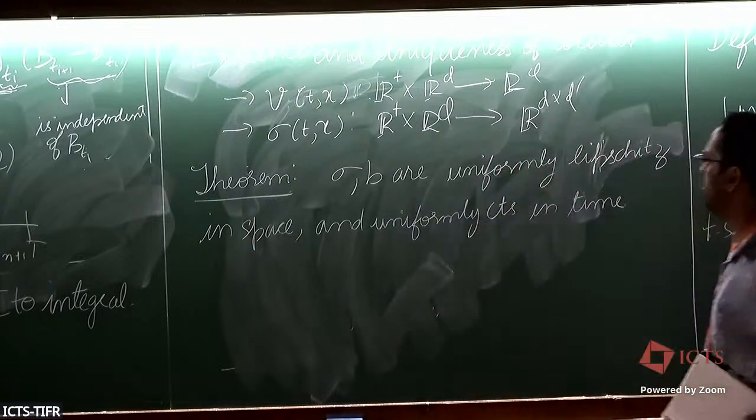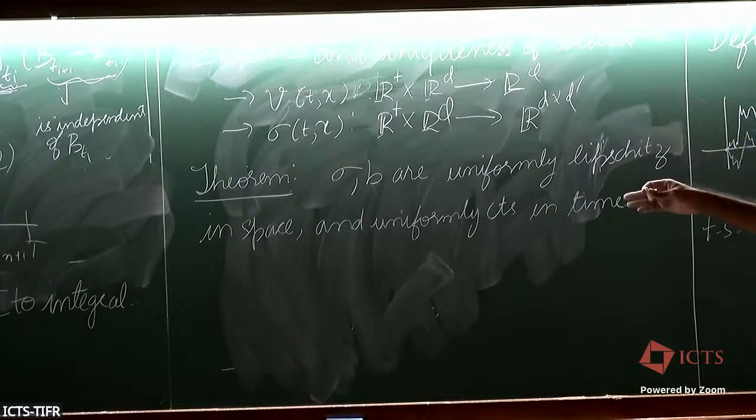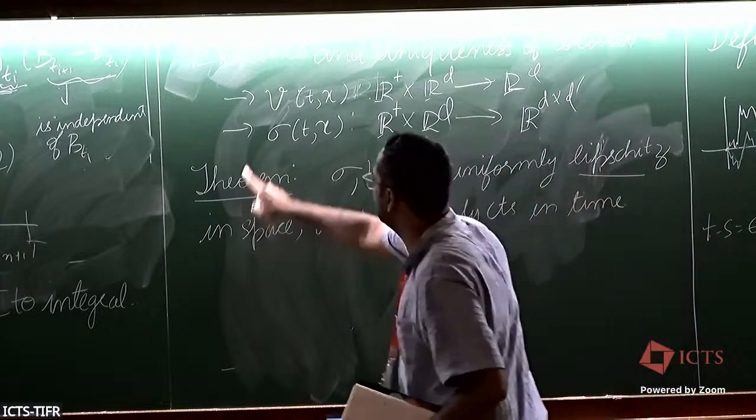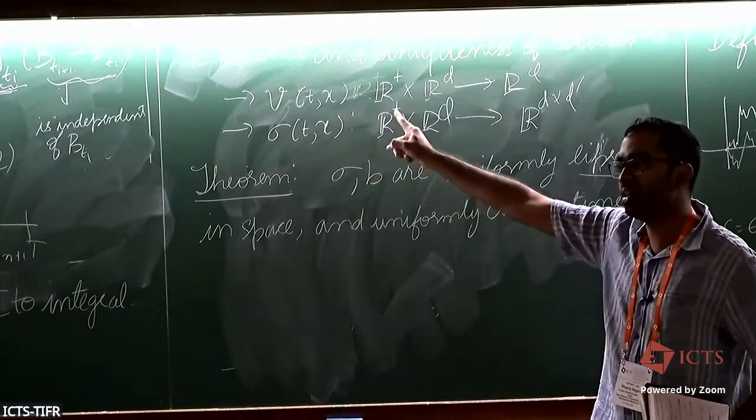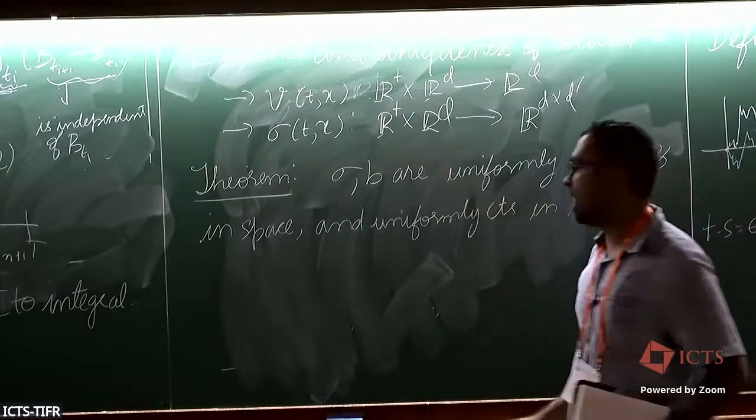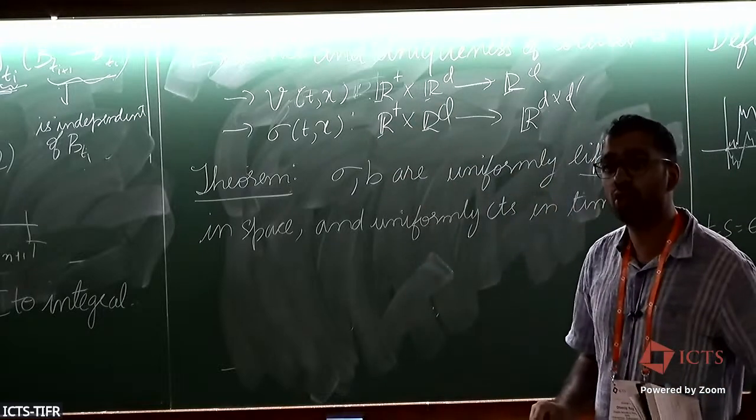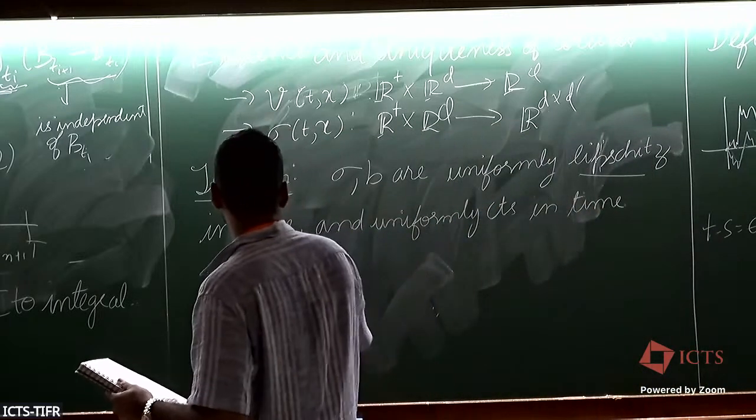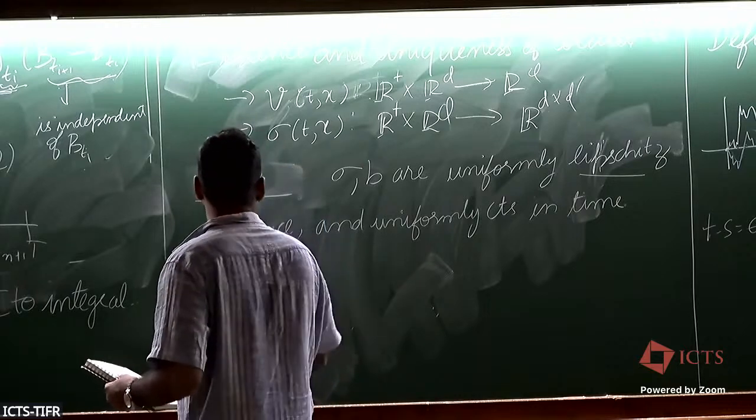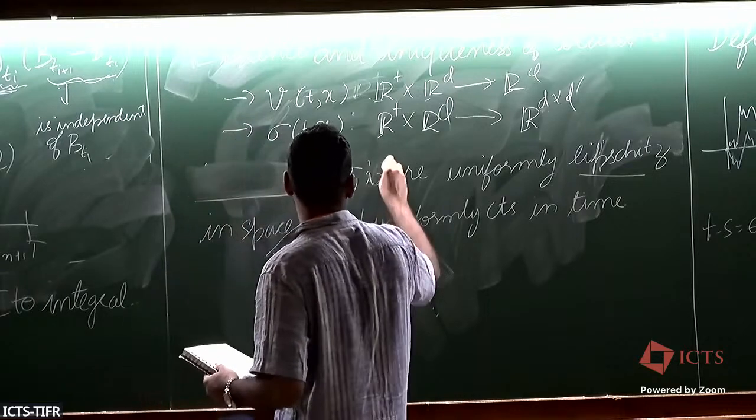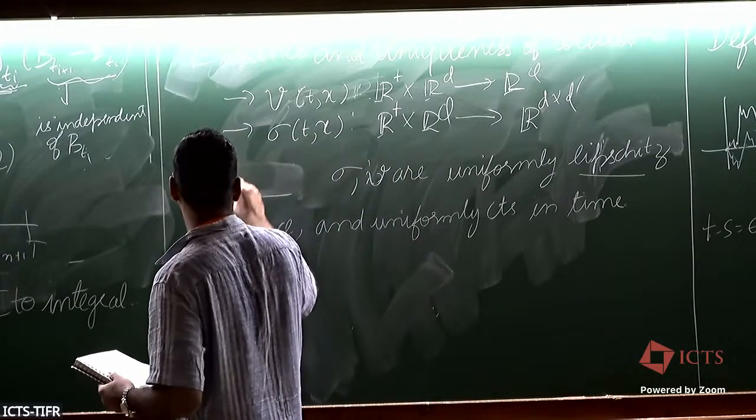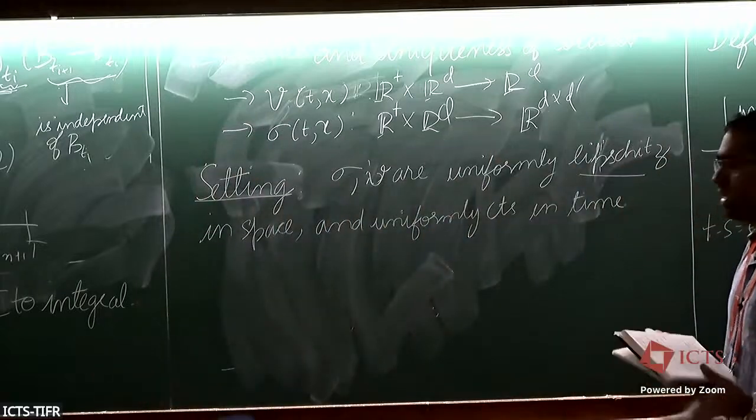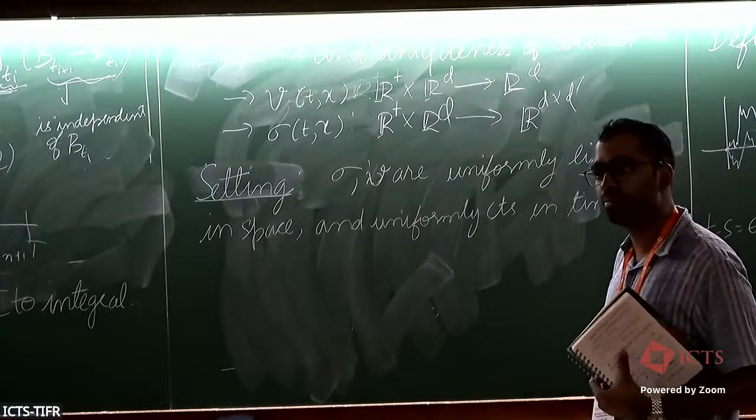Okay. In this setting, we consider this velocity drift and the diffusion coefficients to be uniformly Lipschitz in space. That is, x goes to v of t comma x, for every fixed t, is a Lipschitz function, and it is uniformly continuous in time. That is, t goes to v of t comma x is continuous. Okay, so this is our setting. These are the assumptions.